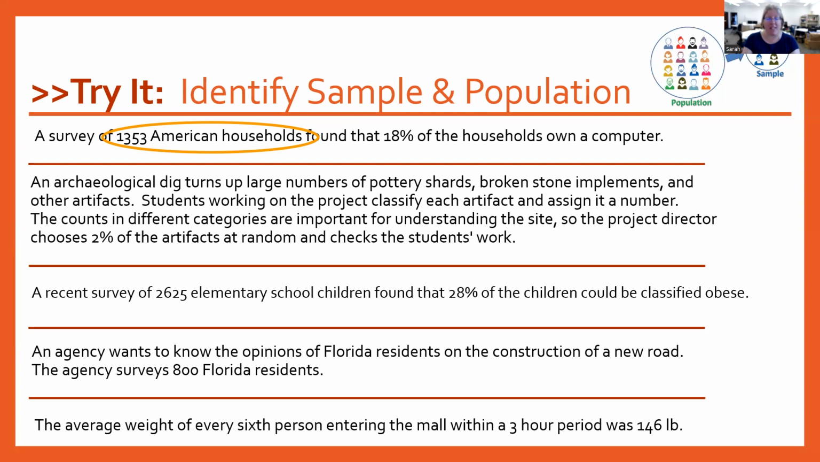Right, the next one: an archaeological dig turns up large numbers of pottery shards, broken stone implements, and other artifacts. Students working on the project classify each artifact and assign it a number. The counts in different categories are important for understanding the site, so the project director chooses 2% of the artifacts at random and checks the students' work. All right, so our sample here is that 2% of the artifacts, and my population would be all of the artifacts at this dig site.